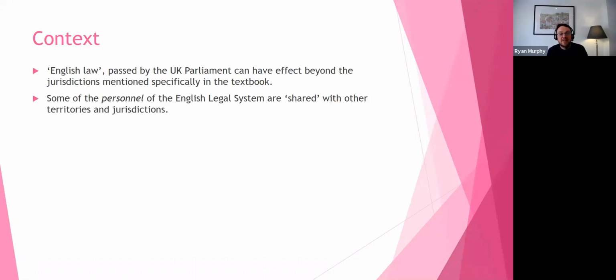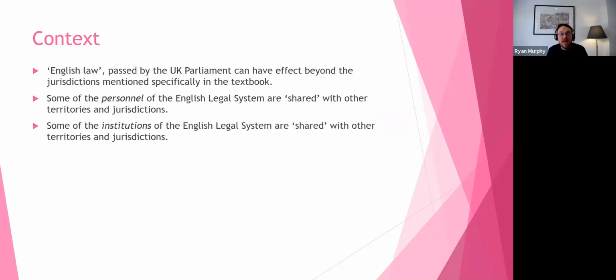And some of the personnel of the legal system of England and Wales are shared with other territories and jurisdictions. Some of the judiciary in particular will sit on cases not only governing English law, but also, where relevant, the law of other jurisdictions. And some of the institutions of the English legal system are shared with those other territories. So if you think of Parliament, some of the law of Parliament is shared with some of the other jurisdictions.